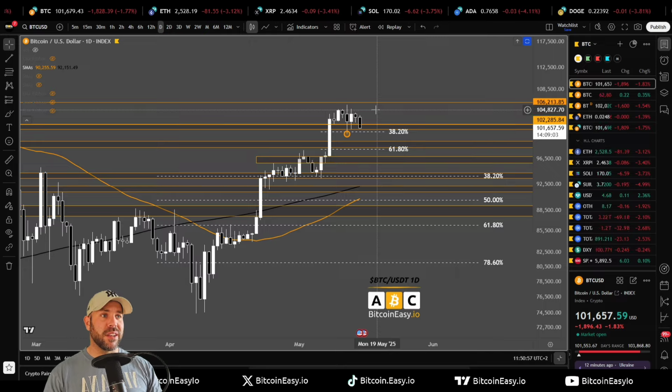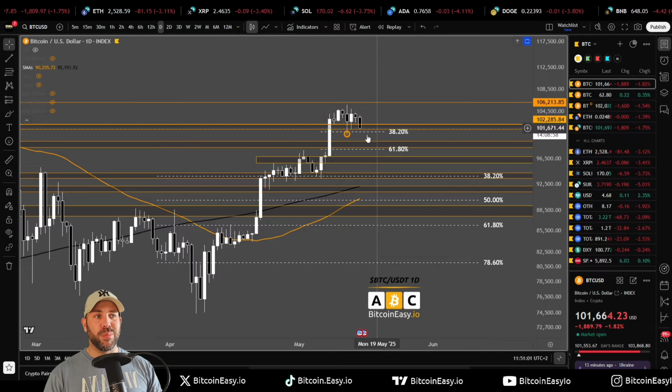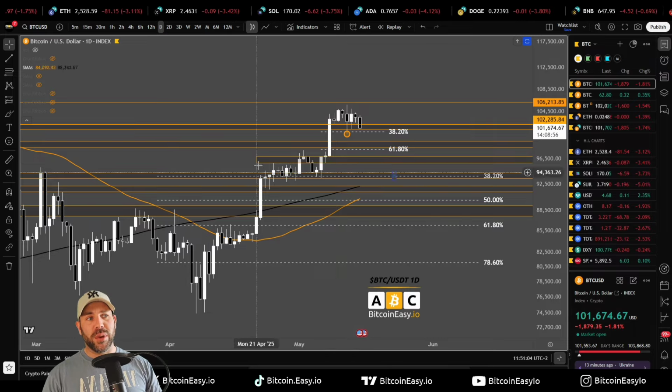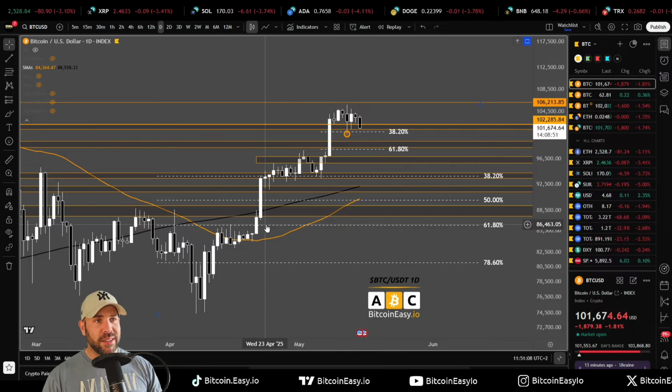But if we start here now printing a lower low and then followed by a lower high, then we have very clear confirmation here that this trend is over and that we're going down into our consolidation phase. And that is very likely then throughout the entire summer.